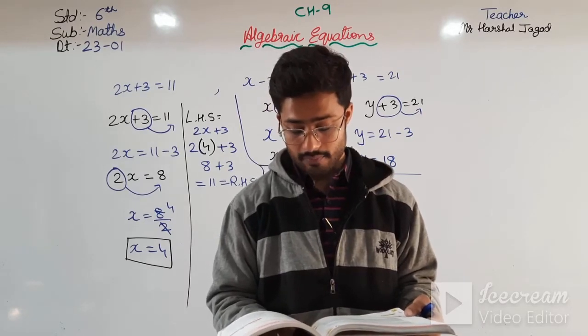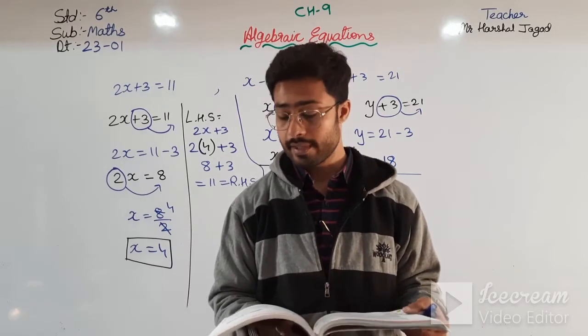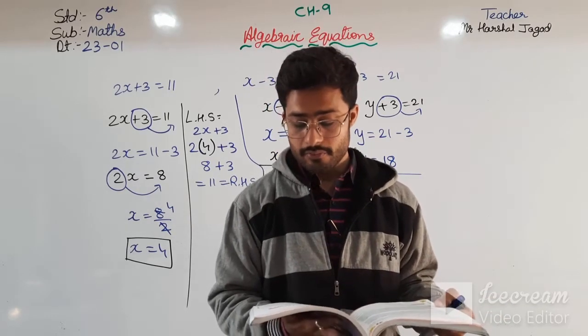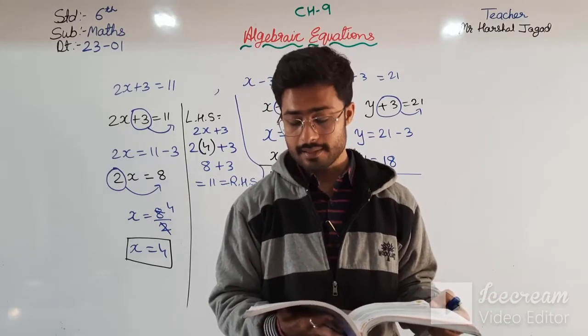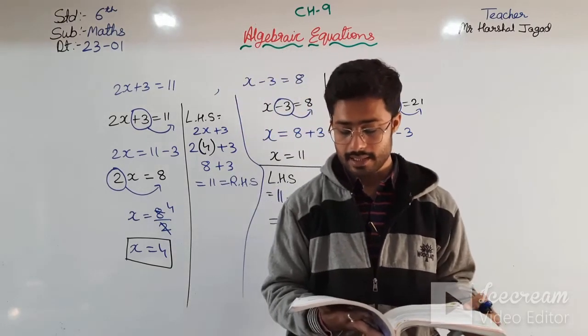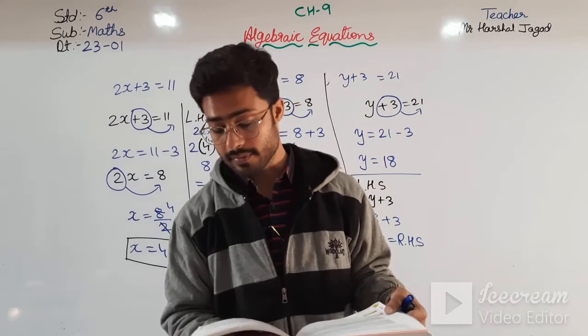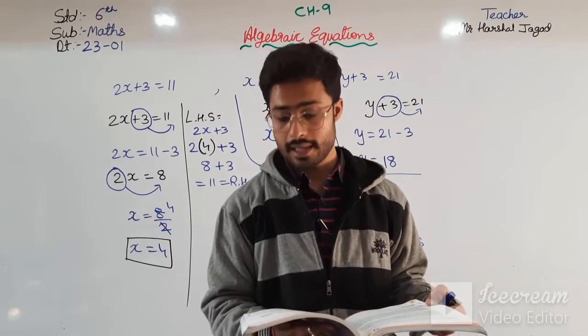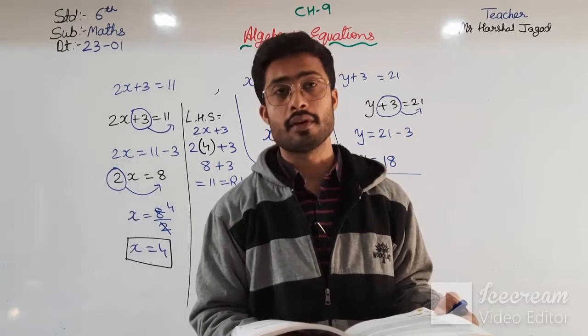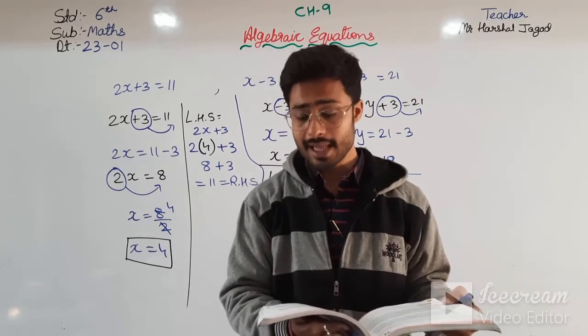Look at the scale of the balance in figure 9.1. You can see here a balance is given. Do you find any similarities between the balance and an equation? Yes, there is equal weight. So an equation is like a balanced pair of scales. Both sides of an equation are balanced in the same manner as the scales of the balance.